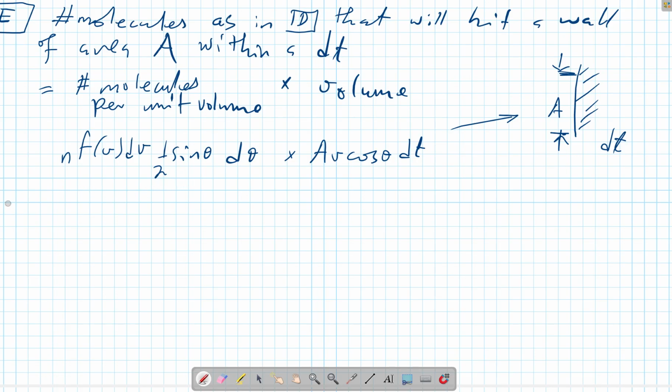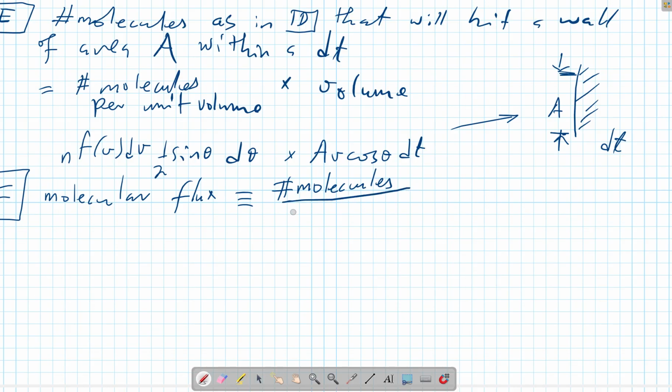We moved on to compute flux from that. So moving to point F, define molecular flux as the number of molecules per area, so the number of molecules hitting a given area per time.